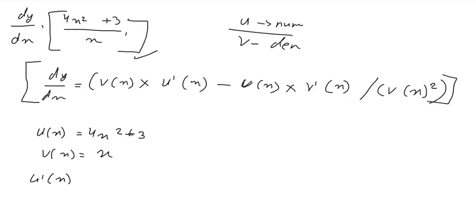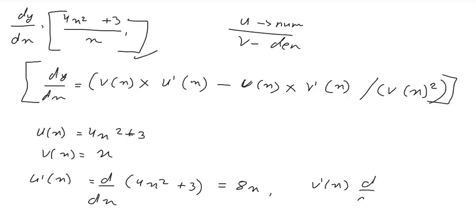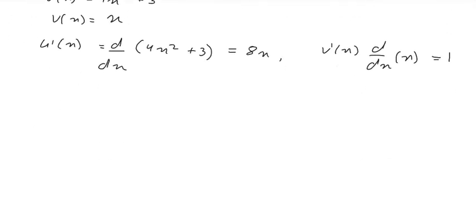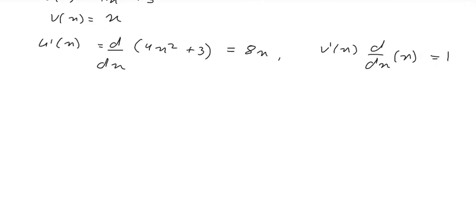So dy by dx of 4x² + 3 is equal to 8x, and v dash x will be dy by dx of x, which is equal to 1.